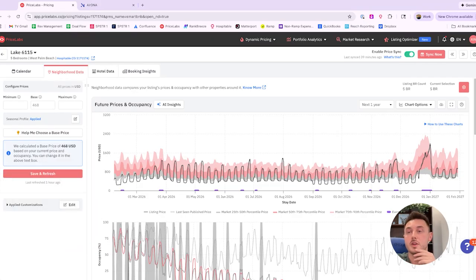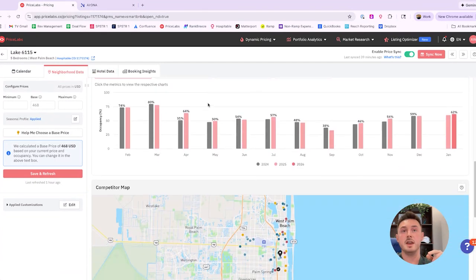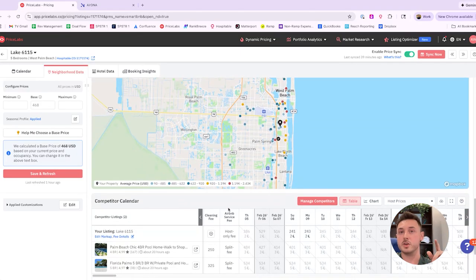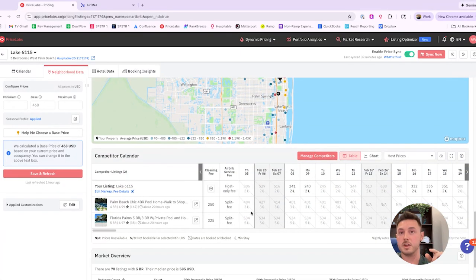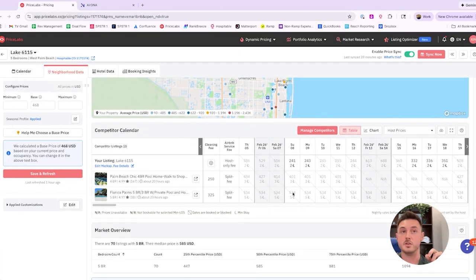Yeah, so there are two tools in this neighborhood data set that I use. It's this future prices and occupancy. And then I scroll down here. I do kind of glance at some of these other things, but just for sake of where to focus, I use this competitor calendar. They've made a lot of improvements on PriceLabs to this over the past year or so. It's gotten to be a super powerful tool. So what are we looking at?